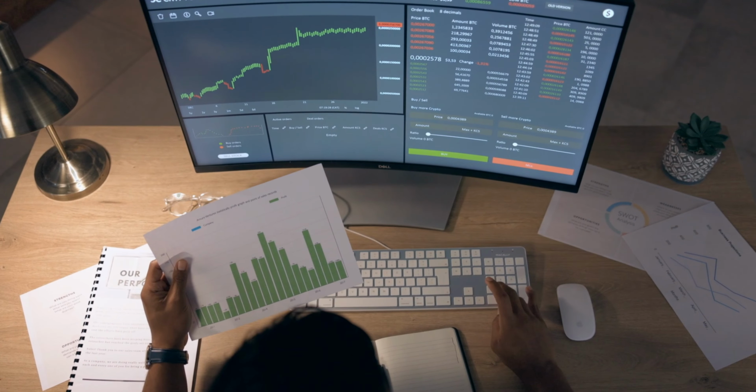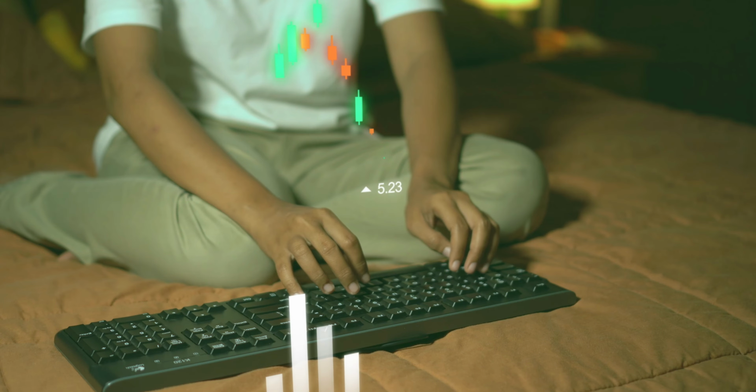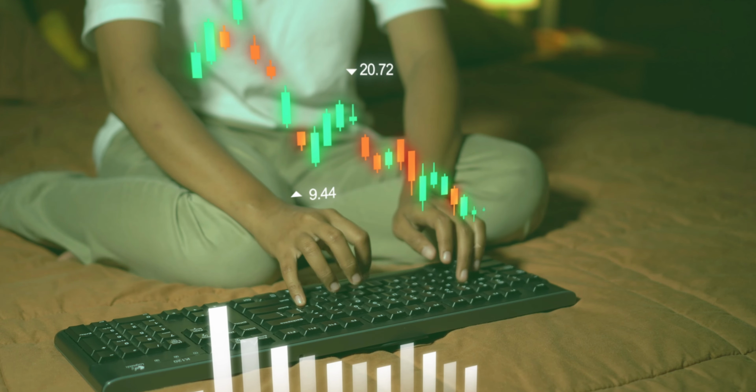Journaling: keep a record of your trades. Review what works and what doesn't. Patience: only take high probability trades. Don't chase the market.